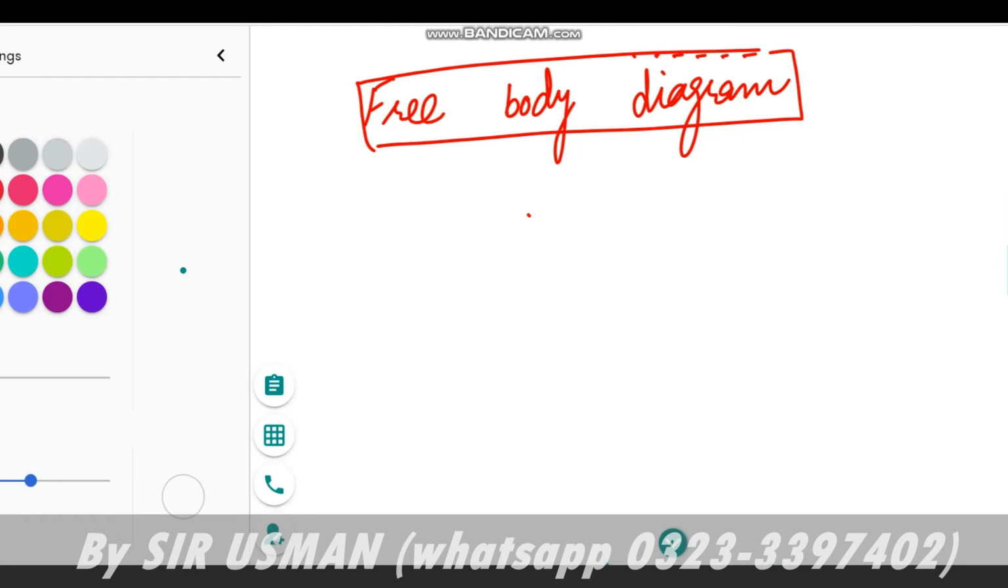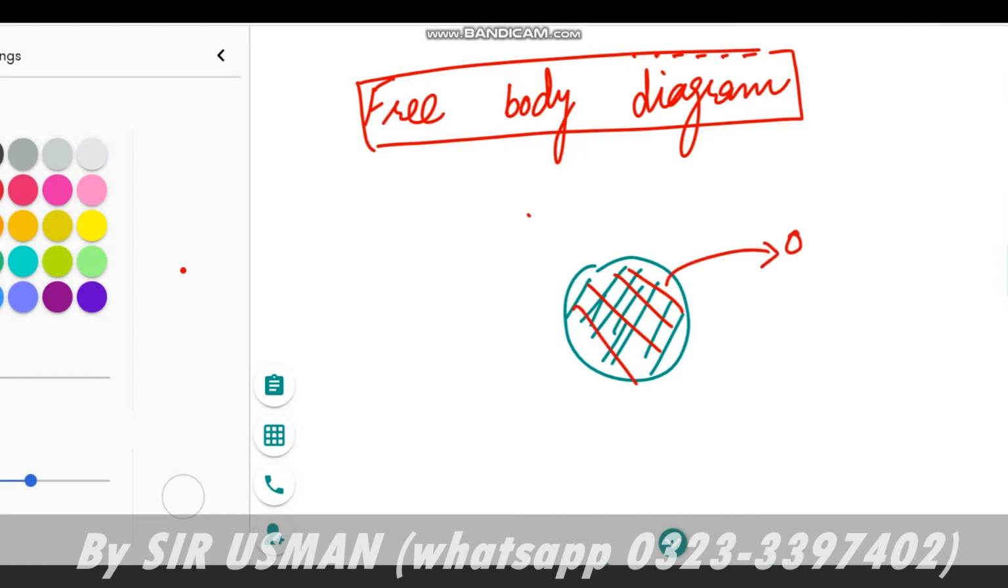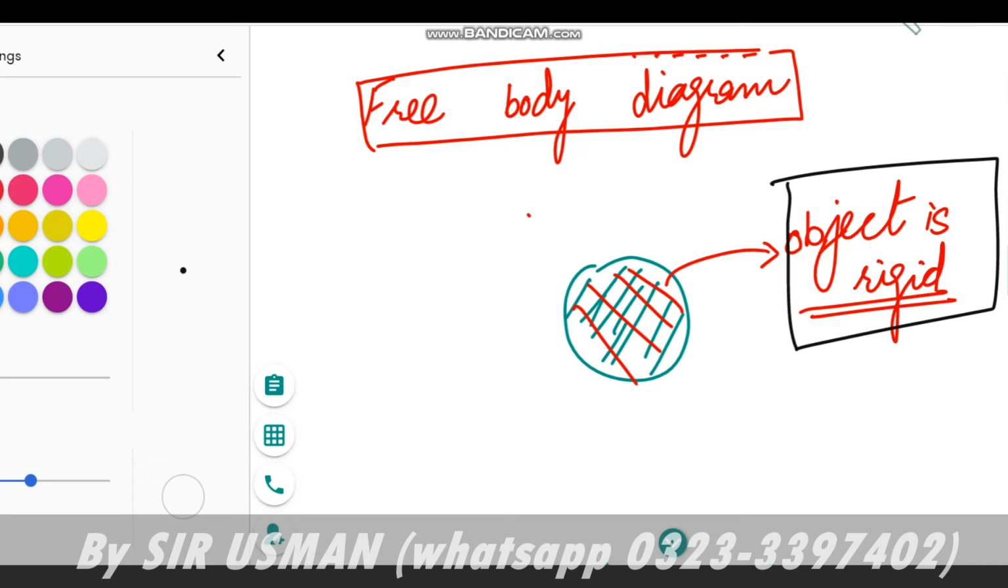So let's say we have an object. In drawing a free body diagram, the first principle under consideration is that the object is rigid. What do you mean by that? Let's say you have an object and you have its center of mass, which is also called the center of gravity.